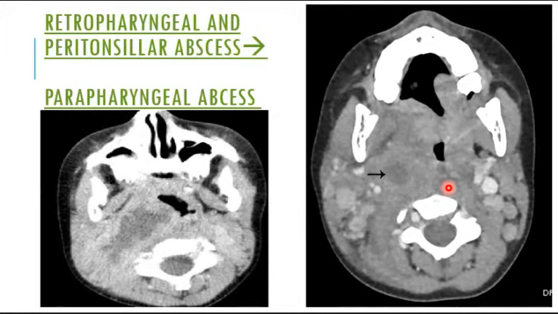This is again a retropharyngeal and peritonsillar abscess on the right side. We see this area is an edematous, hypoattenuating area. It's involving the tonsillar region, and even posteriorly the retropharyngeal region. So it's both a peritonsillar and retropharyngeal abscess. The image on the left side shows a parapharyngeal abscess. As we know, just beside the pharynx and posteriorly, there is the parapharyngeal space, and this is an abscess involving the parapharyngeal space.